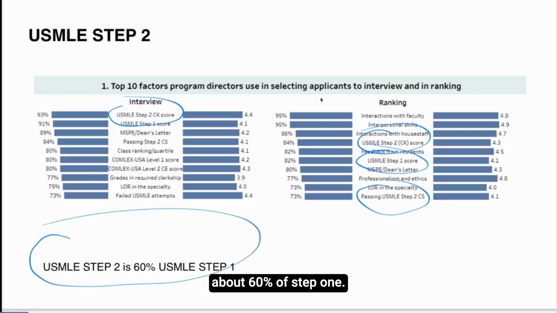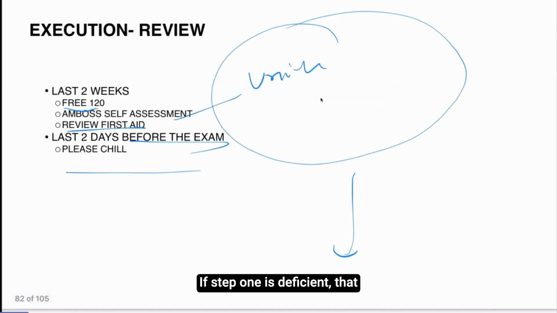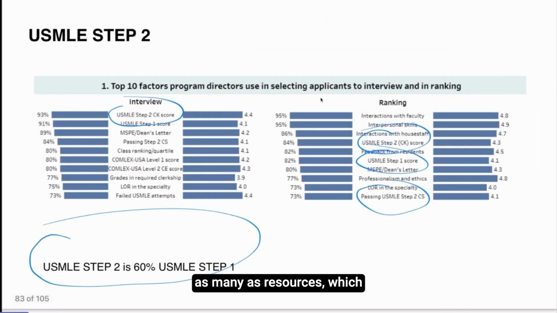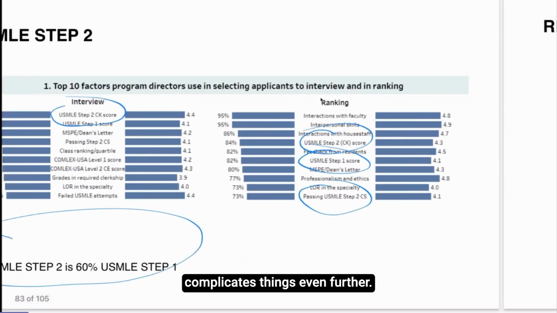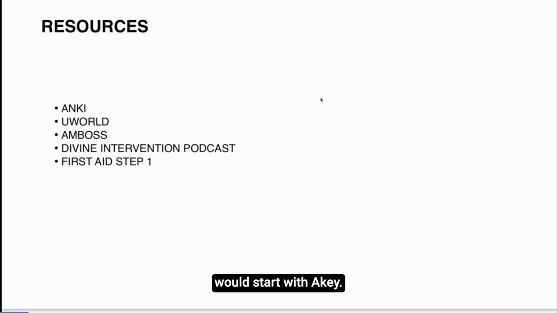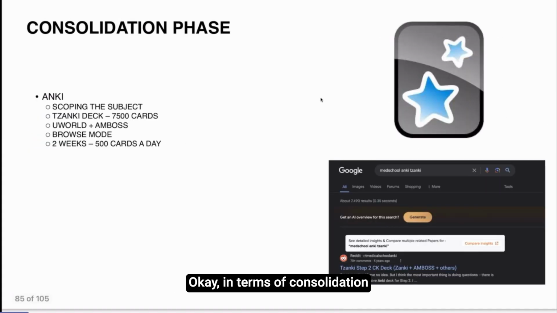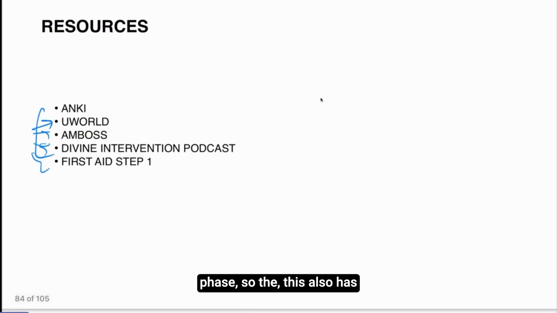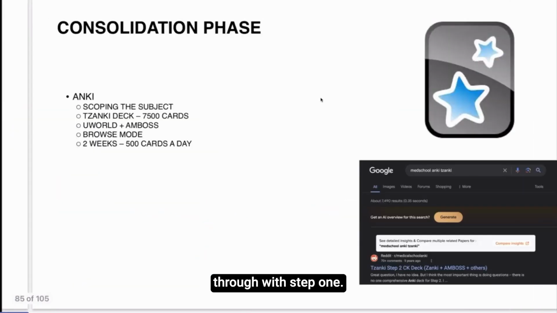And USMLE Step 2 is about 60% of Step 1. If Step 1 is deficient, that will hurt you on Step 2. And Step 2 doesn't have as many resources, which complicates things even further. Resources wise, I would start with Anki. I started with, I'll go into which Anki deck, just to scope the subject, not to train yourself on. Then I would do UWorld, Amboss, Divine Intervention podcast, and the book I would follow is First Aid for Step 1.